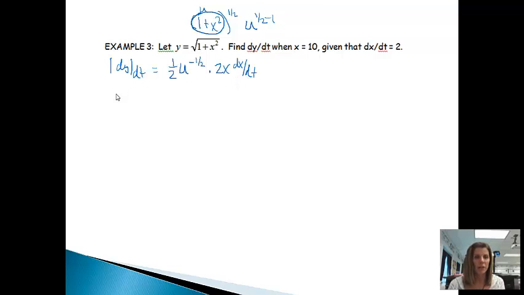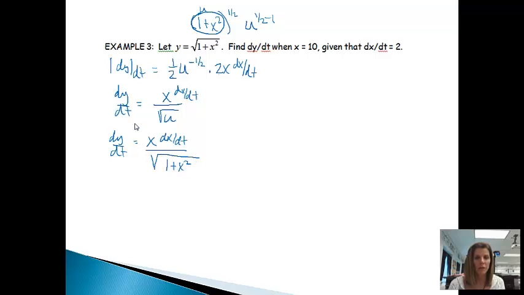All right, cleaning this up a little bit, we've got dy dt equals 1/2 times 2x, which will just give me x, and I'll still have dx dt. And then the u to the -1/2 is going to move down to the bottom and become the square root of u. But notice we need to still replace the u, so I'm going to have dy dt equals x dx dt over the square root of u, and u is 1 plus x squared. Okay, so that's my derivative, as long and awful as that was.